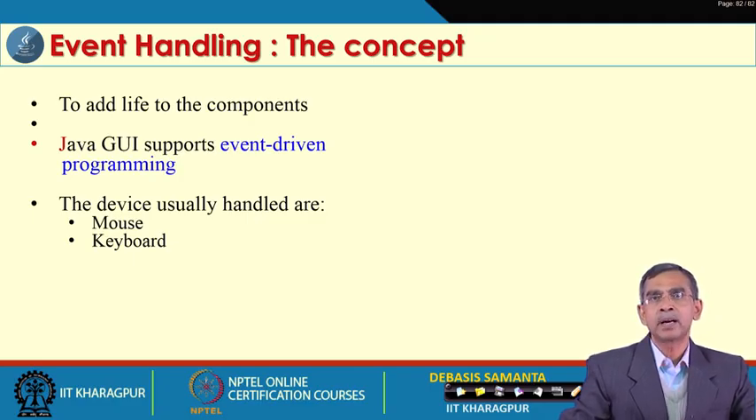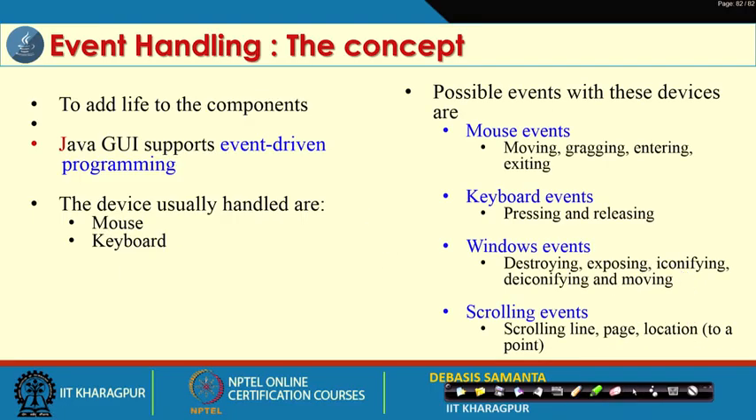So, as a programmer you have to decide that if an event occurs, then what will be the corresponding action that event will produce for the user. The source of an event is a different component, and in the background you have to write the program for what the consequence will be if that event is triggered by a mouse or keyboard. Now, we have listed a few mouse events. The mouse can be moved, dragged, entering, or exiting. Keyboard events are pressing and releasing.